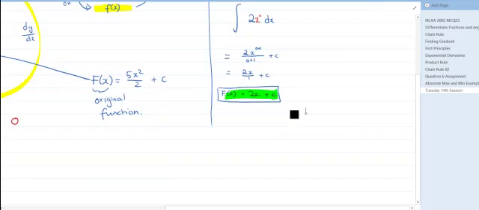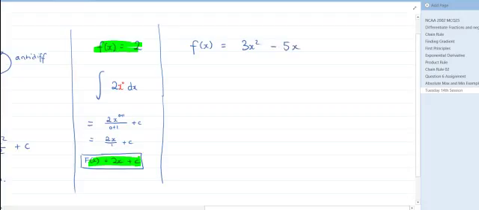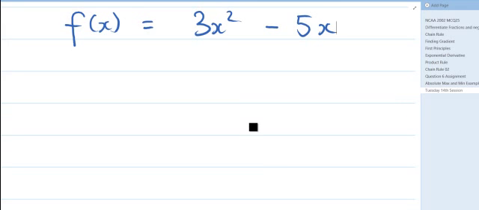Now let's do another example. Let's say I have multiple terms. Okay, multiple terms. Let's say we have f of x equals, actually, I'll make it 3x squared minus 5x. Okay? I want to find the antidiff of this. So I want to know the original function whose derivative is 3x squared minus 5x.